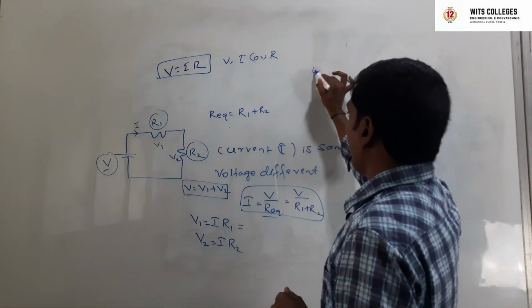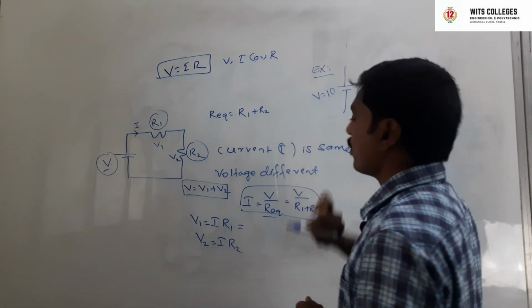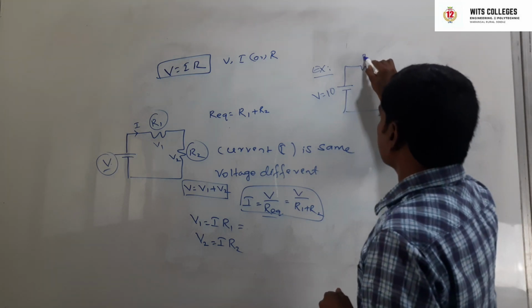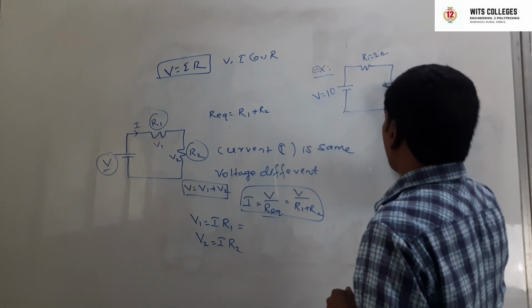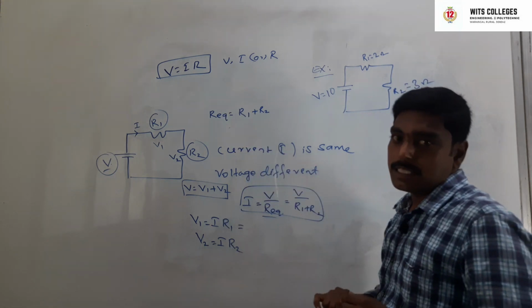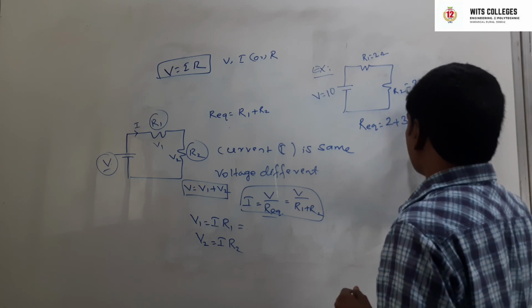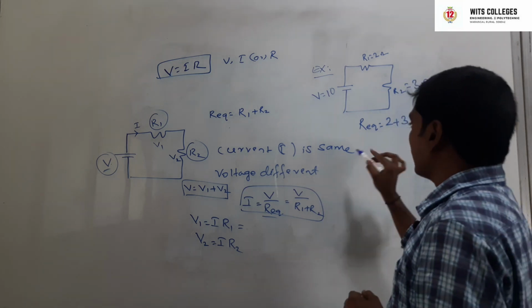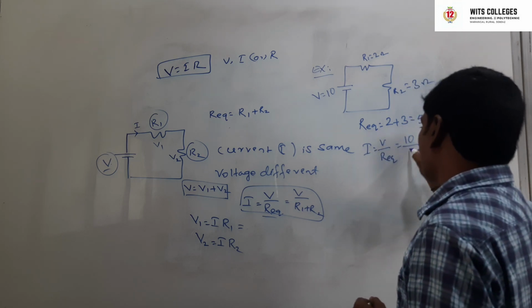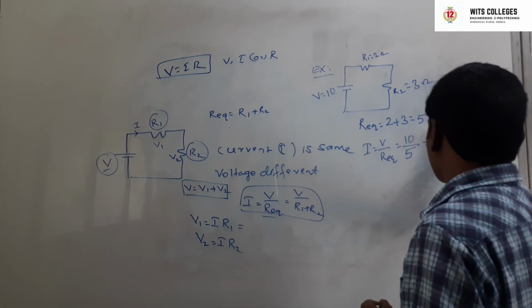For example, I consider one example. Here the voltage V is equal to, let's say, 10 volts. The resistor R1 is equal to 2 ohms, and R2 is equal to, let's say, 3 ohms. Now by using this concept, R equivalent is equal to 2 plus 3, that is equal to 5. Then current I is equal to V by R equivalent, so V is 10 and R equivalent is 5, then the total current is 2 amperes.